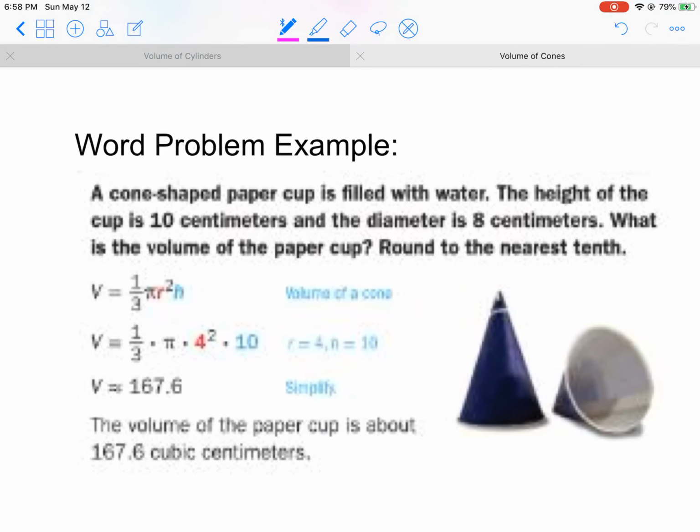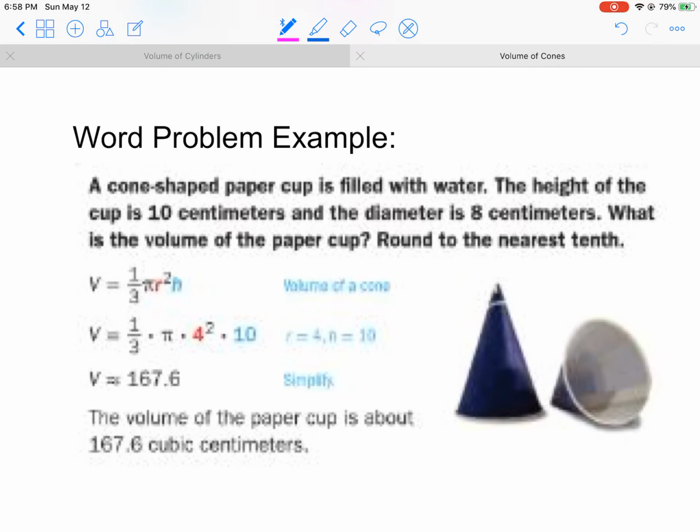All right, let's do a word problem. Let me just get my stylus ready to go. A cone-shaped paper cup is filled with water. The height of the cup is 10 centimeters. So that's the height. And the diameter is 8 centimeters. What is the volume of the paper cup? Round to the nearest tenth.